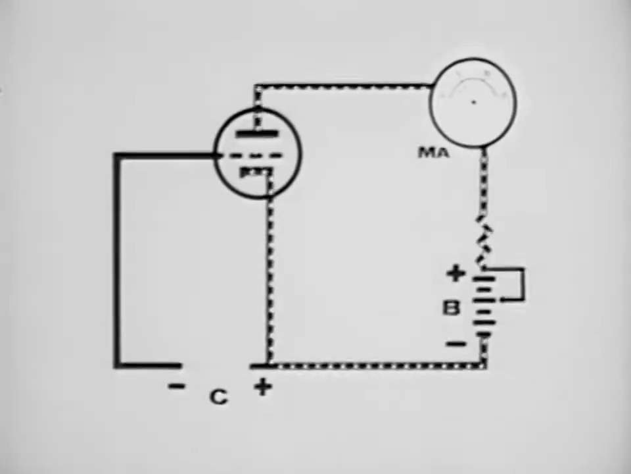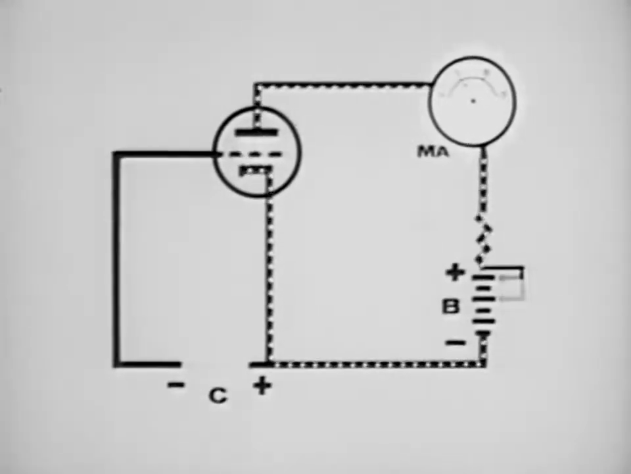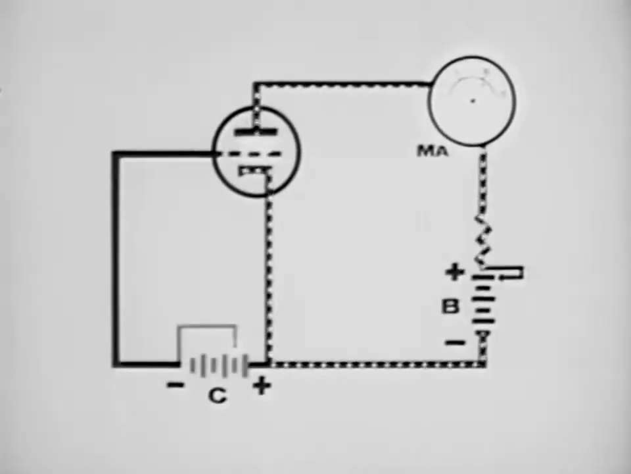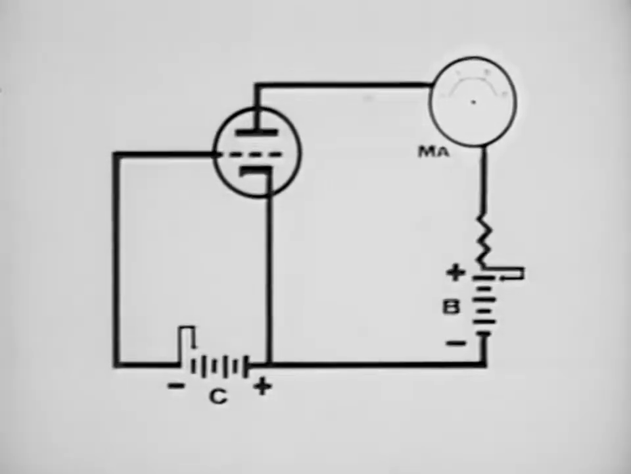If we increase the plate voltage until a further increase makes no further change in plate current, the tube is then saturated. Applying a specific negative voltage on the grid decreases the plate current. This negative voltage is increased until the plate current meter reads 0. The tube is now cut off.